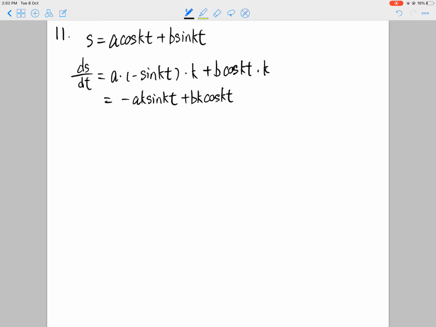Then the second part, what is d square s over dt square? So it's just a derivative, d over dt. It's just this part's derivative, right? The second order derivative is just the first order derivative's derivative. So just d over dt of negative ak sine kt plus bk cosine kt.